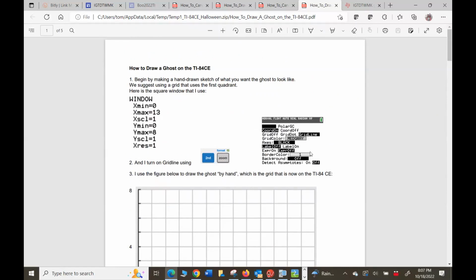So second zoom is format, and then I can turn on the grid line right here. Again, this is on the 84 CE. The 84 will be done in a similar way, except you have grid points instead of grid lines, and we'll talk about that when we get to it.